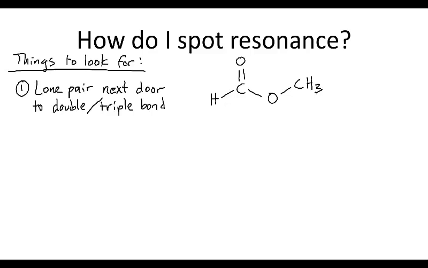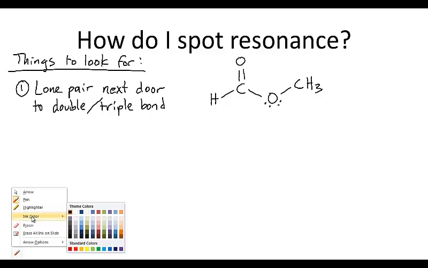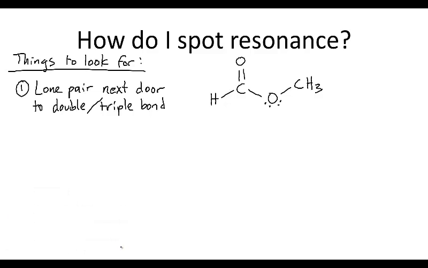This ester has 2 lone pairs on this oxygen over here, and those lone pairs are 1 atom away from a pi bond. So the fact that there are lone pairs right next door to that pi bond means resonance is a possibility. And I'm going to introduce to you something we call the curved arrow formalism. Something that is a very useful tool for us in organic chemistry.